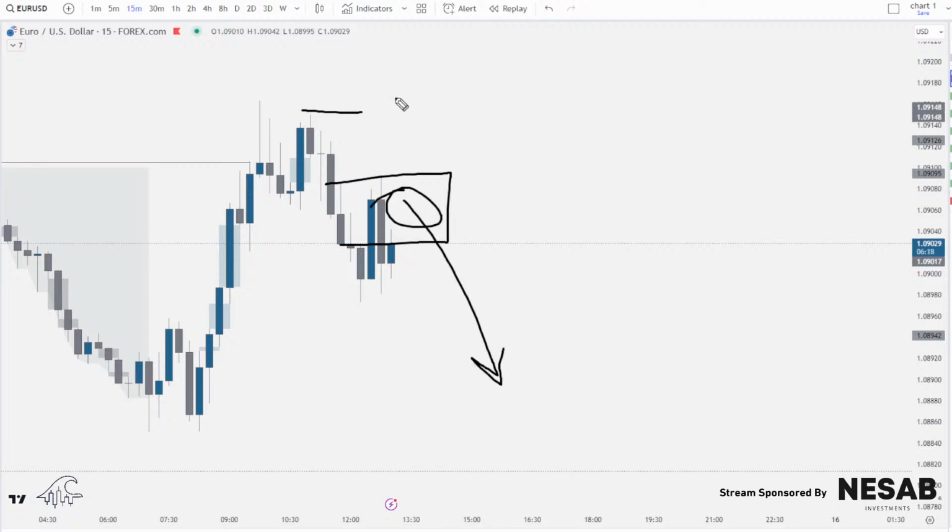From here, we want the stop loss to be above the structured high, and we want the entry to be off of the area of institutional in and institutional out.